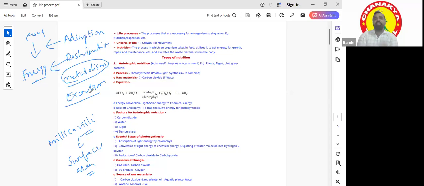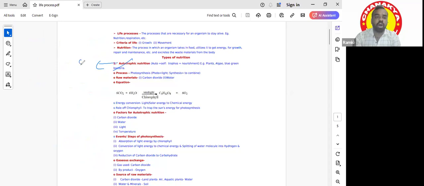Based on this, we have two modes of nutrition: autotrophic and heterotrophic. What is the meaning of auto? Auto means self. Trophic means nourishment. Green plants, algae and blue-green algae have the autotrophic mode of nutrition. Just note it down. The blue-green algae are also called cyanobacteria. Note it down now.